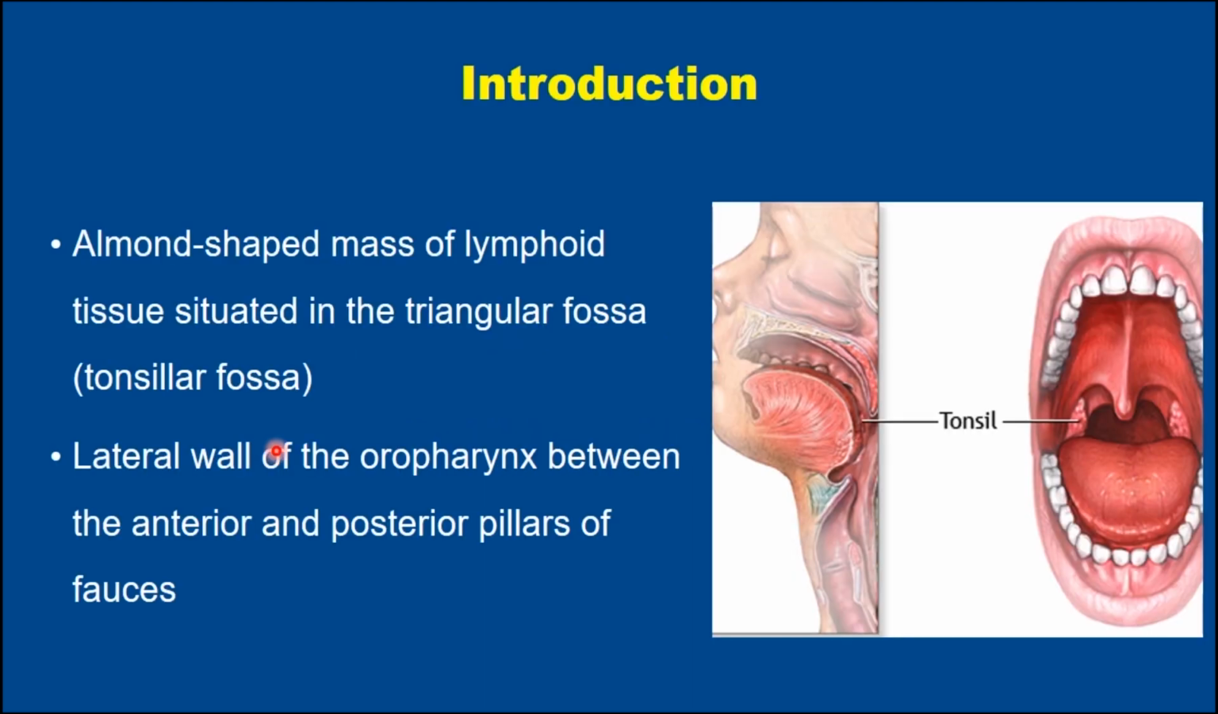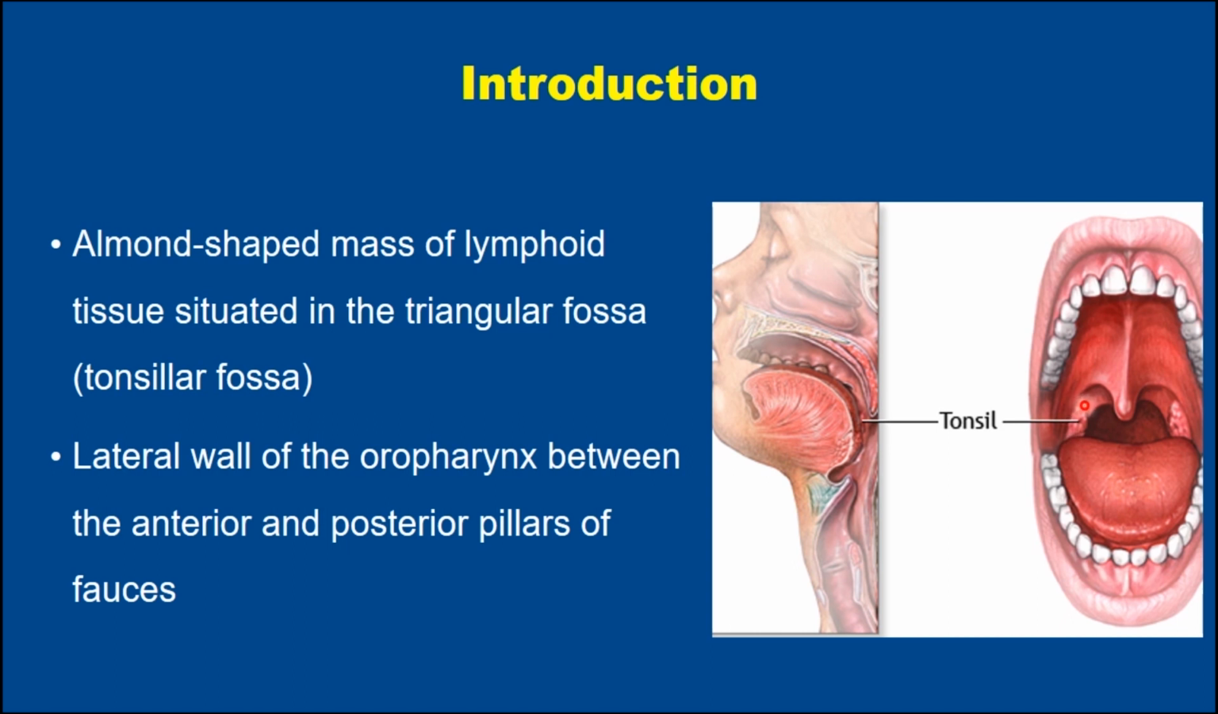There are two palatine tonsils, which are commonly called the tonsils. Here you can see in this picture that each tonsil is an almond-shaped mass of lymphoid tissue, situated in a triangular fossa. This triangular fossa is known as the tonsillar fossa.